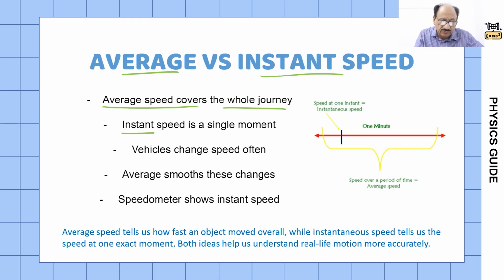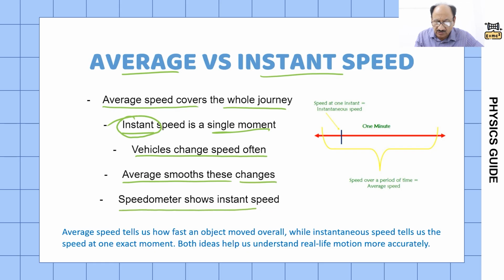And instant speed means the speed at that particular instant. So it's a single moment's speed. Vehicles change speed often, so the speedometer of the car is giving us the instantaneous speed. Average speed smooths these changes, and the speedometer shows instant speed as mentioned here also. The speed at one instant is known as instantaneous speed at that particular moment, right?